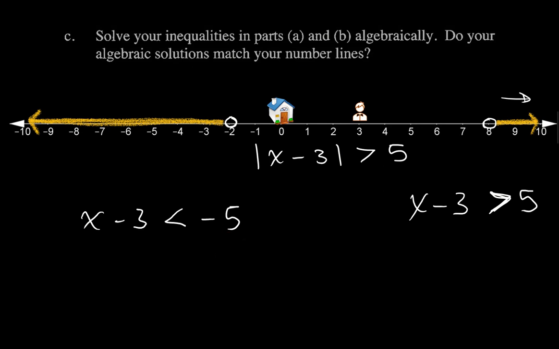Now, when I solve this, I still have to solve it. And when I solve it, I'm going to add 3 to both sides. And on this side, I get x is less than, adding 3 to negative 5 gives me negative 2. Oh, that's what I got, right? X's are smaller than negative 2, or x's are greater than 8. So any x's that are less than negative 2 work, or x's greater than 8 work.